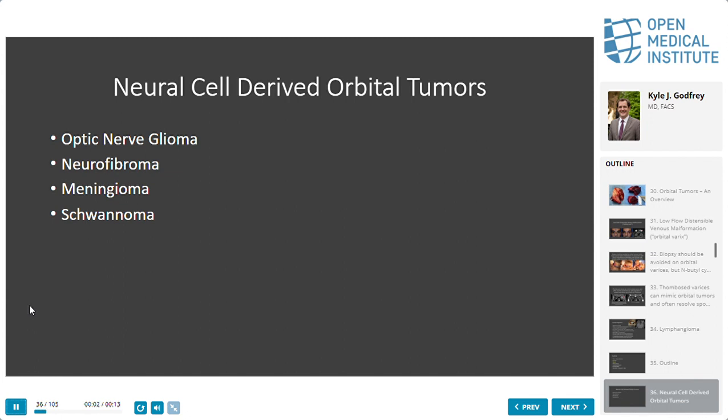So our neural tumors can be divided into a few different types. They're obviously based on nerve tissue cells. Gliomas are going to present commonly in a number of ways. Neurofibromas, meningiomas, and schwannomas are our four basic types.